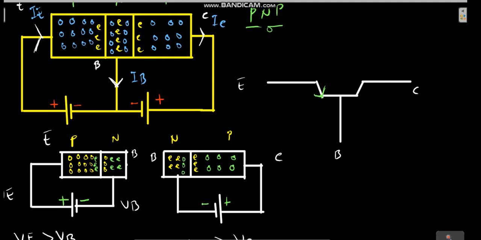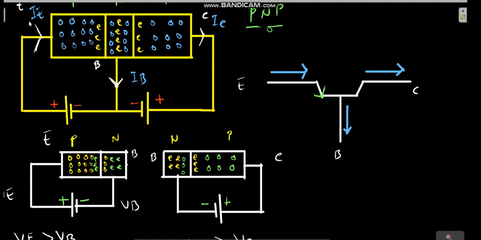Now let's indicate the direction of flow of all the currents. The emitter current is moving toward the transistor, so you have it here. The collector current is moving away, so we have it in this direction. The base current is also moving away from the base, so that will be in this direction. The same thing that I have here. I have this one on this side, and this one on this side here.